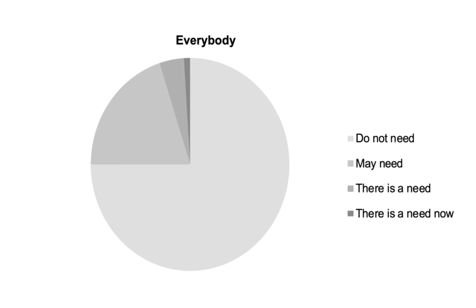And then the next largest pie piece is there could possibly be a need. And then the next smaller piece is that there is a need. And the smallest slice of the pie is that there's a need right now.